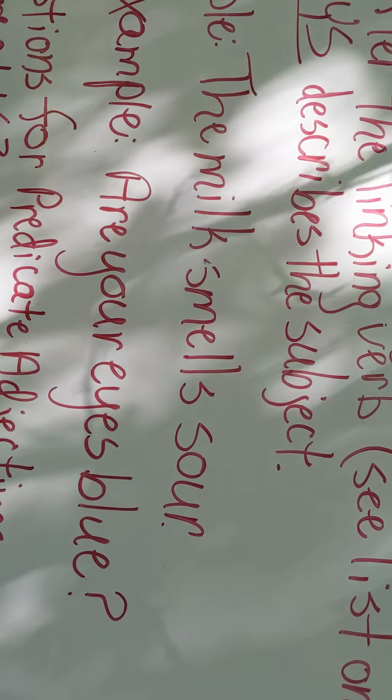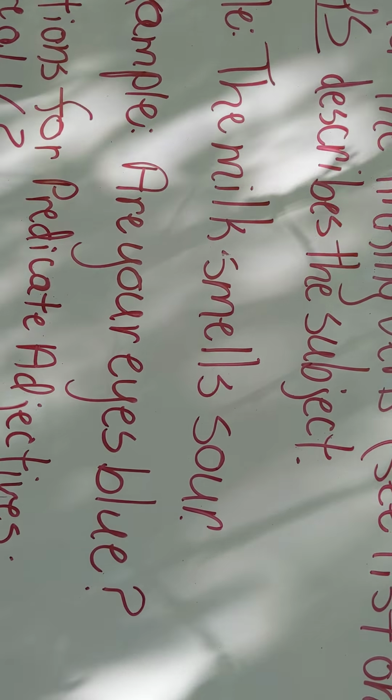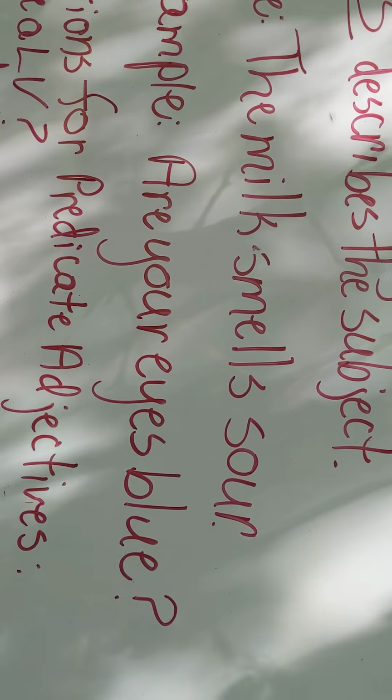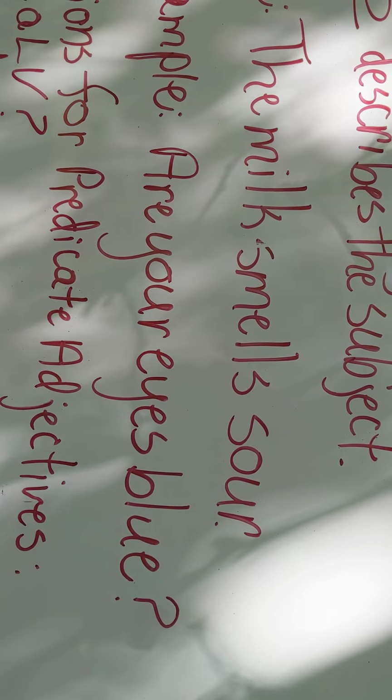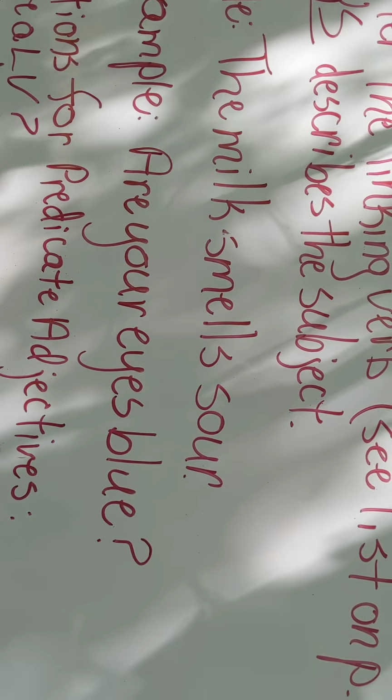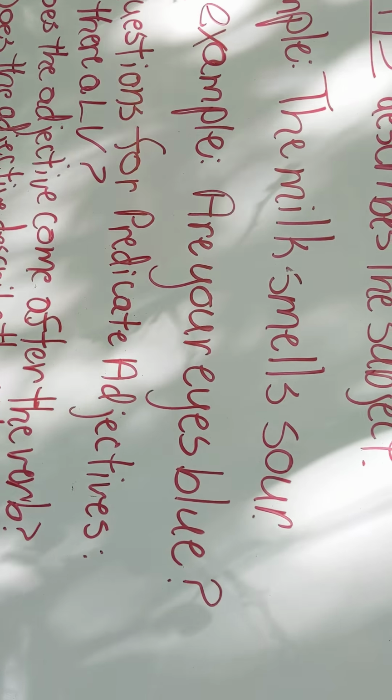Okay, so let's look at the example. You have this example in your book, right under where it says remember, to check for a linking verb part, and I'm going to show you how to do that. You should see the example, the milk smells sour. Gross. I hope y'all don't have sour milk in your fridge. Ugh.